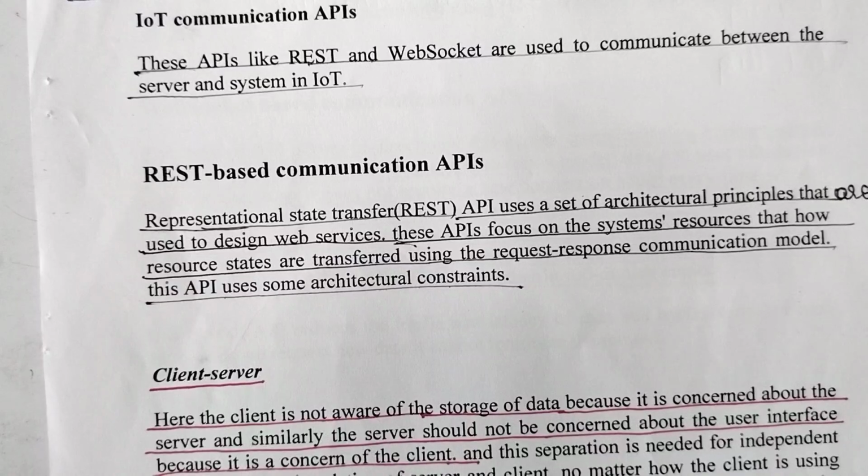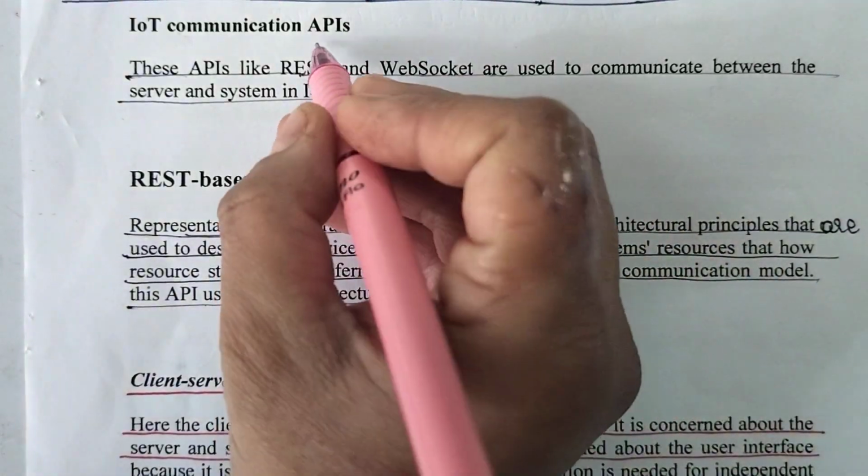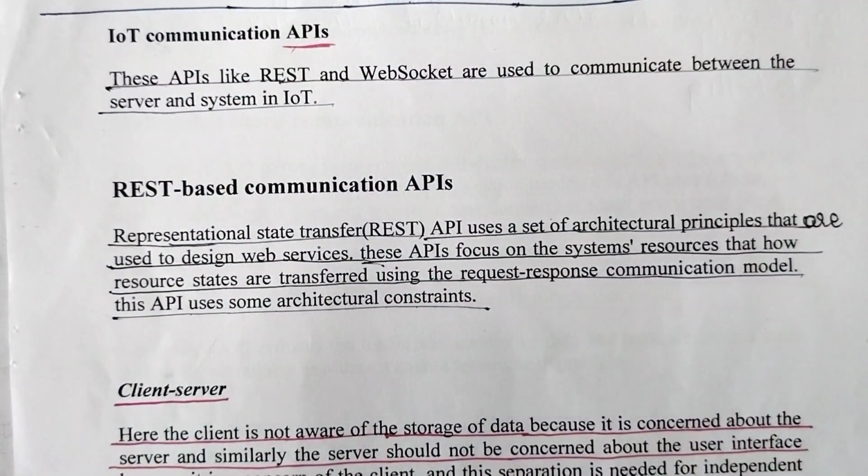When I say IoT communication APIs, for that I need to know first of all what APIs are. API basically stands for Application Programming Interface. I am sure many of you must have heard this term before also. So, APIs are nothing but a set of definitions and protocols for building and integrating application software. So, they kind of provide you with an interface for integrating the application software.